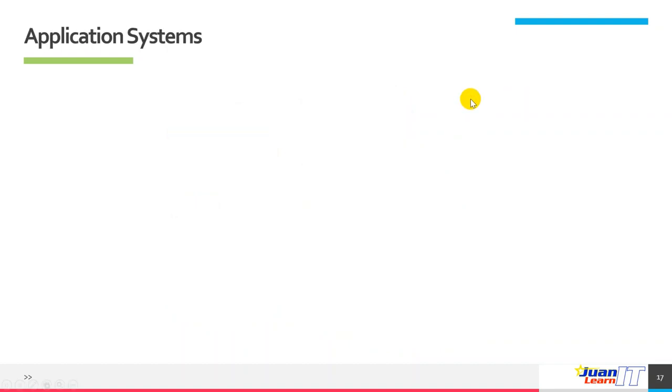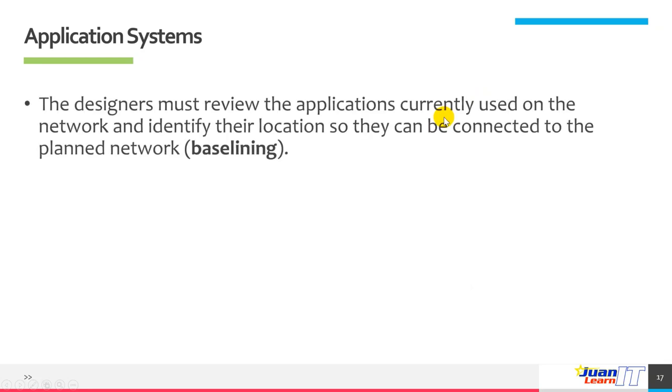Now next is application systems. Once the basic geographic scope is identified, the designers must review the list of applications that will use the network and identify the location of each. This information should be added to the emerging network diagrams. This process is called baselining. Next, those applications that are expected to use the network in the future are added.